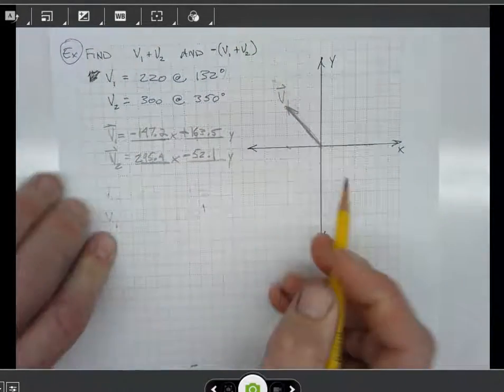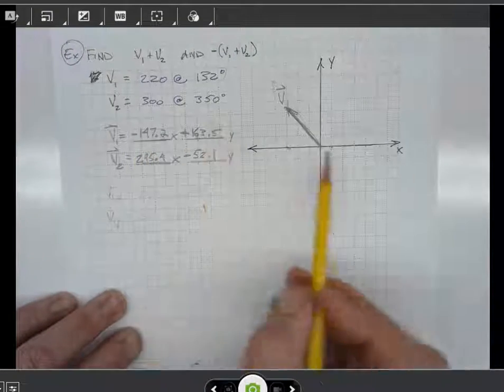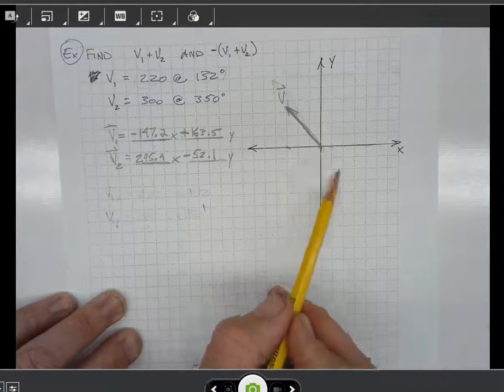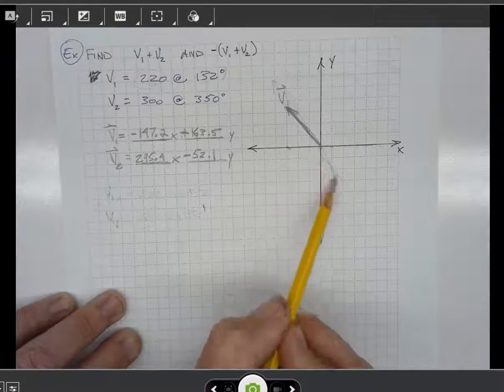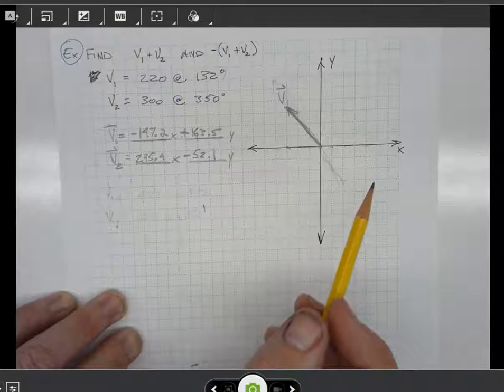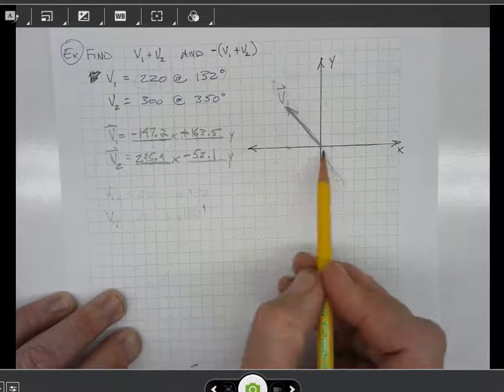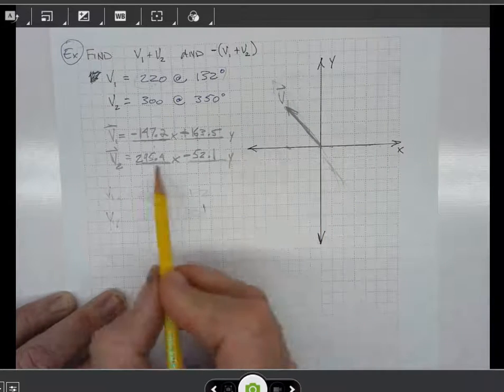And what about vector 2? Well, 300 degrees would be down in here somewhere. Almost the exact opposite, isn't it? Let's hope not. Let's hope it's not exactly opposite, because it's going to be a little ugly, but that's all right. We'll figure it out.